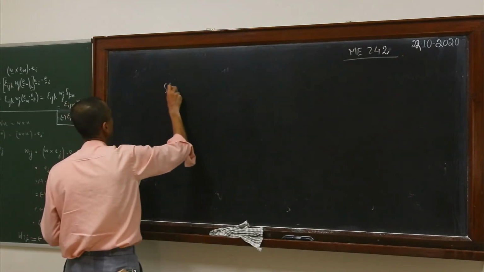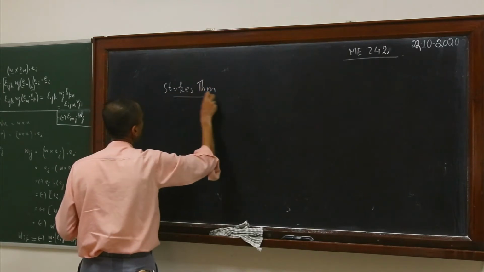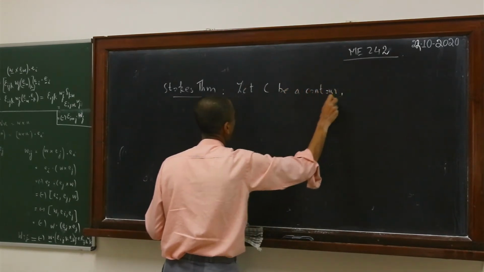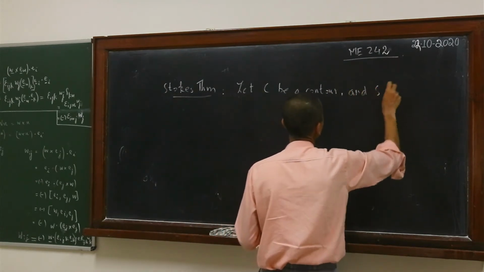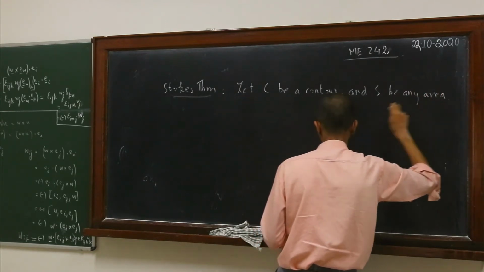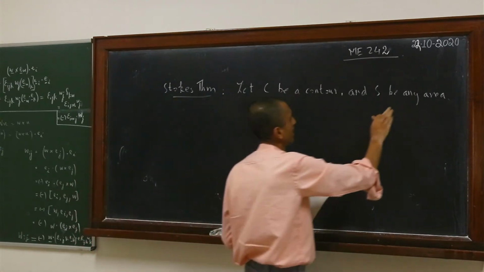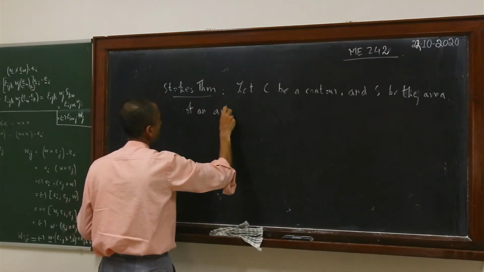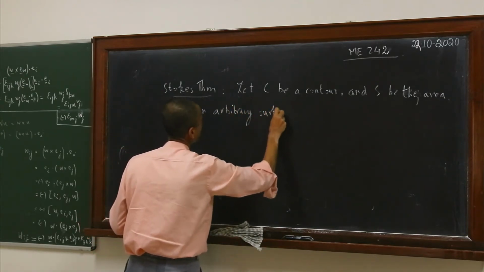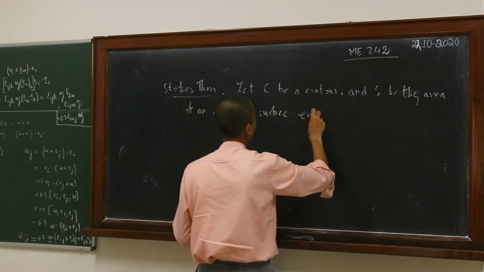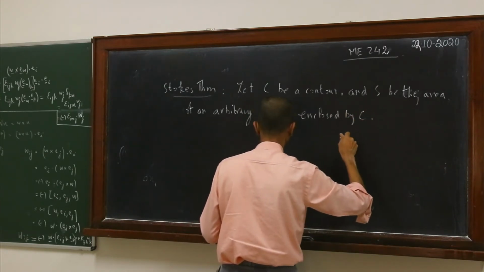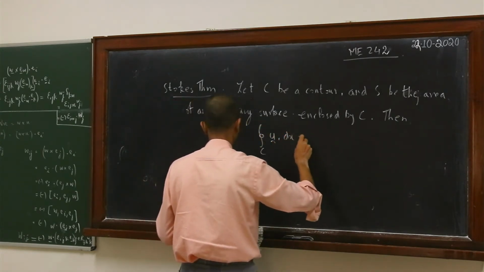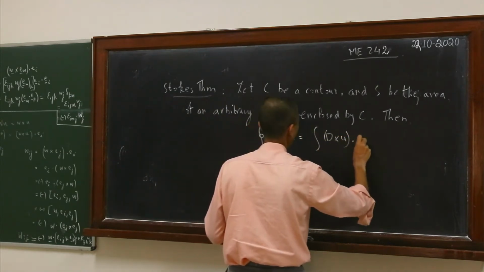So Stokes theorem. Let C be a contour, and S be the area of an arbitrary surface enclosed by C, then the integral over the contour of u dot dx is equal to the integral of del cross u dot n ds over S.